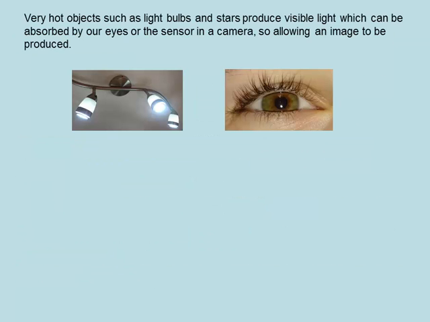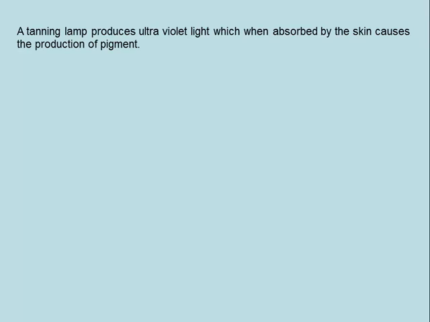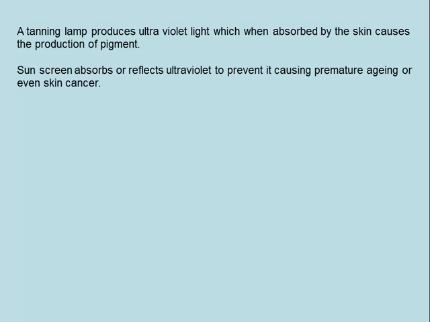Very hot objects, such as light bulbs and stars, produce visible light, which can be absorbed by our eyes or by the sensor in a camera, so allowing an image to be produced. A tanning lamp produces ultraviolet light, which when absorbed by the skin causes the production of pigment. Sunscreen absorbs or reflects ultraviolet light to prevent it causing premature aging or even skin cancer.